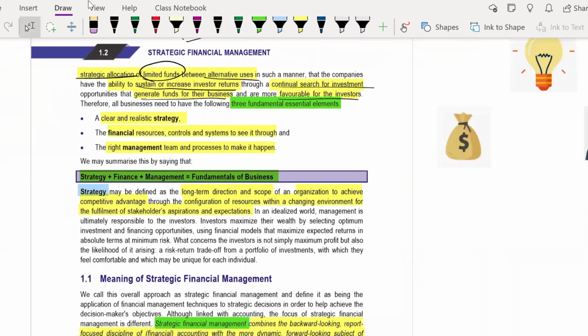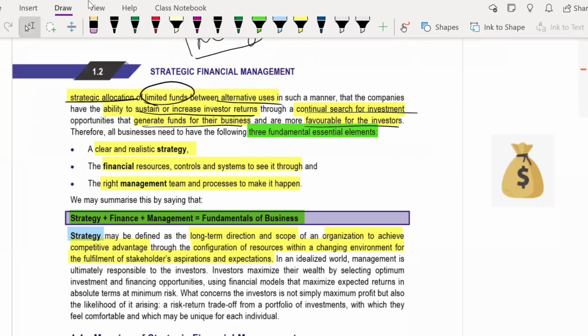Now let's read what the 3 fundamental essential elements of a business are. There are 3 elements which make up the fundamentals of the business. Suppose you're starting another sari shop or clothing shop today to compete with Reliance Trends. If you're planning to start a shop like that, then the 3 elements you have to remember are, first, a strategy. You need a very clear and realistic strategy for how you are going to compete with a big brand like Trends. That strategy is very important.